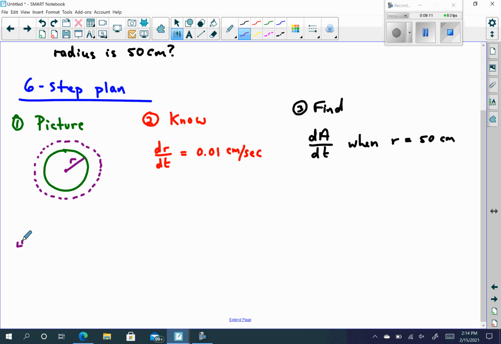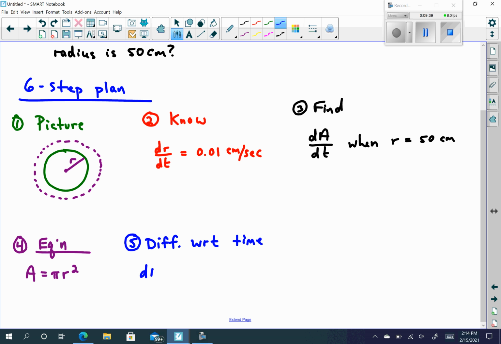Step 4 is we need an equation that relates area to radius. Well, the area of a circle is equal to pi r squared. That contains an area and a radius. The next step is to differentiate, what we were just doing in our last two examples. We want to differentiate the equation with respect to time. So that means we want to find dA over dt, and that's going to equal d of pi r squared over dt.